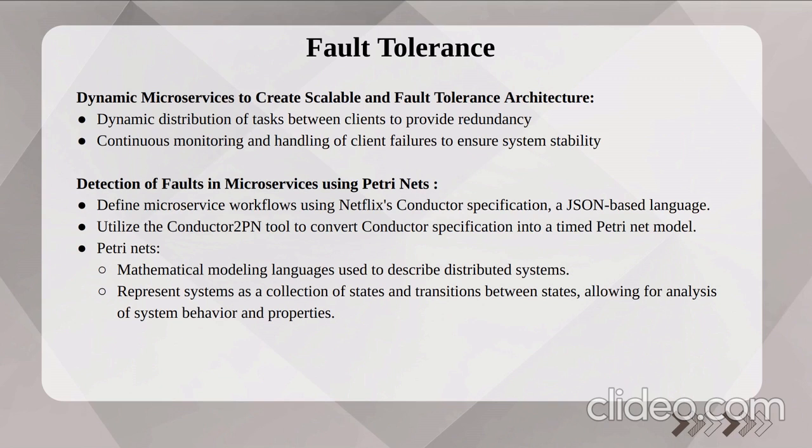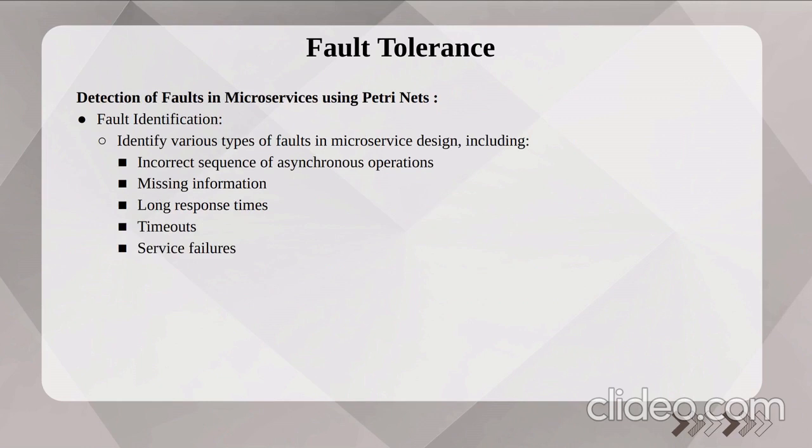Another paper, Detection of Faults in Microservices Using Petri Nets, uses a Petri net model, a model which is generally used to describe distributed systems, a collection of states and transitions between states. These Petri net models are used for several failure identifications such as incorrect sequences of asynchronous operations, missing information, long response time, timeout, and service failures. And once these failures have been detected, the fault tolerance algorithms, or the algorithms which will provide stability, can be applied.